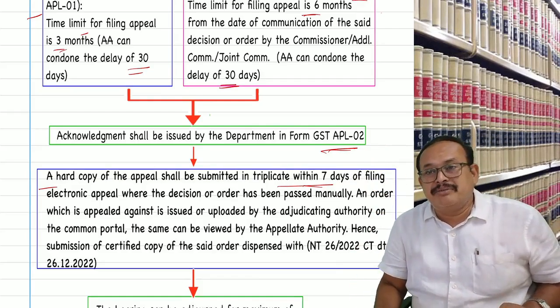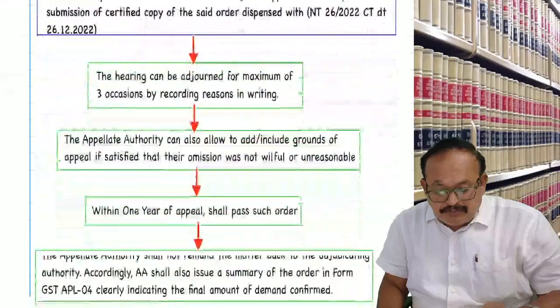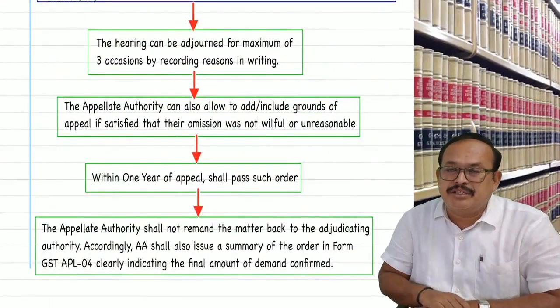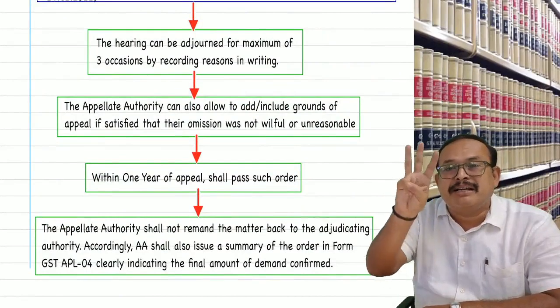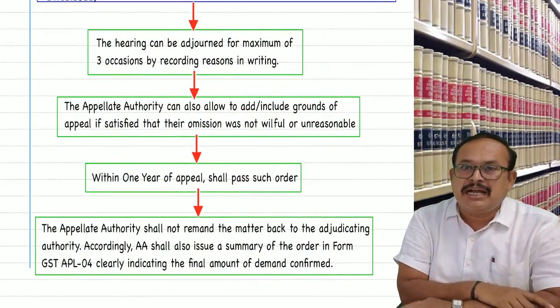Is it clear, my dear friends? Maximum adjournment during the hearing by the tribunal, sorry to say by the appellate authority, can be granted on 3 occasions. Adjournment, postponement.